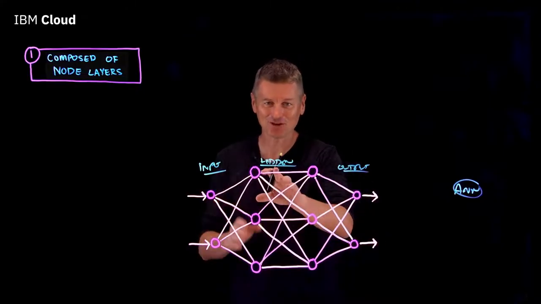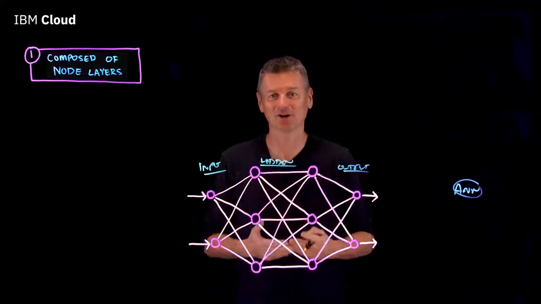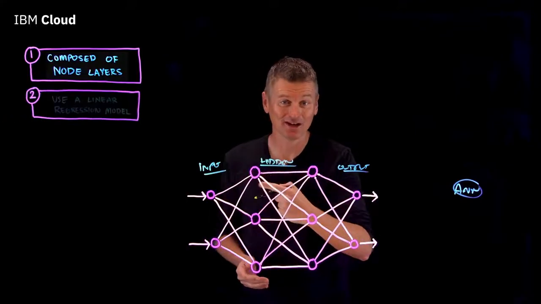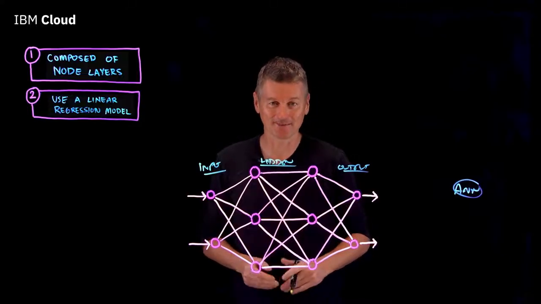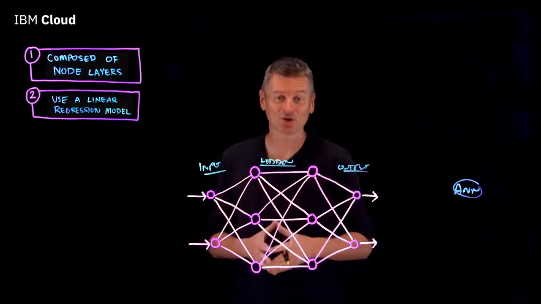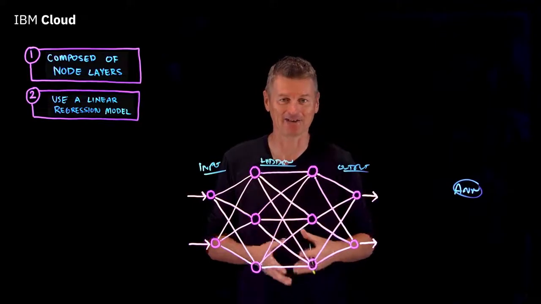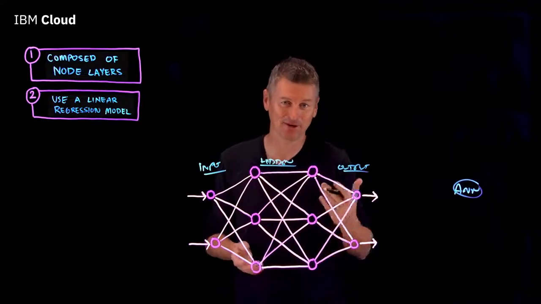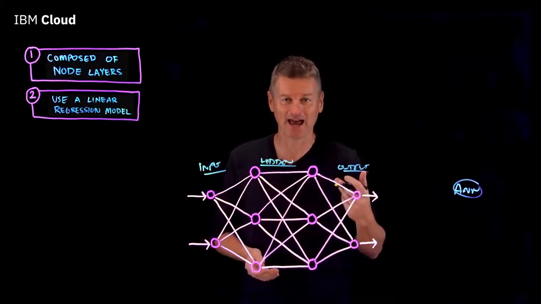Now, think of each node or artificial neuron as its own linear regression model. That's number 2. Linear regression is a mathematical model that's used to predict future events. The weights of the connections between the nodes determine how much influence each input has on the output. So each node is composed of input data, weights, a bias or a threshold, and then an output.